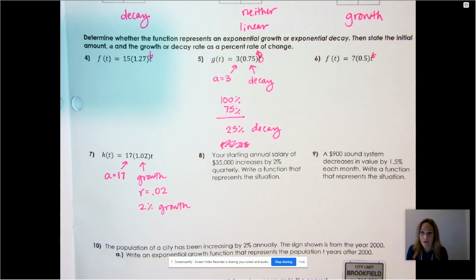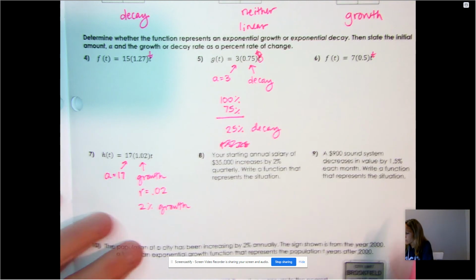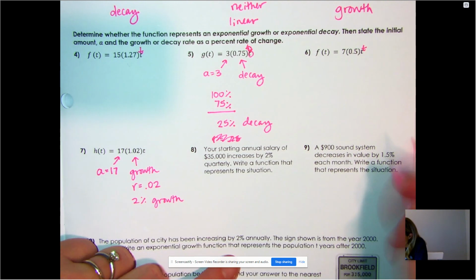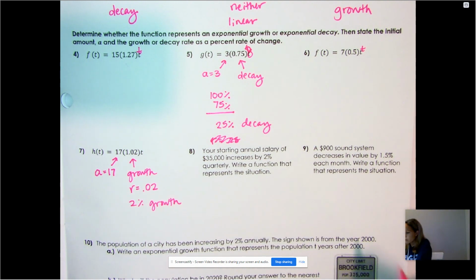So this says a $900 sound system decreases in value by 1.9% each month. Write a function that represents the situation. Okay, so depending on if you had x as the number of months, or if we're looking at compounding per year where we want to plug it in, there's a couple different ways to write this depending on how you define your variables. I'm going to show you both ways.